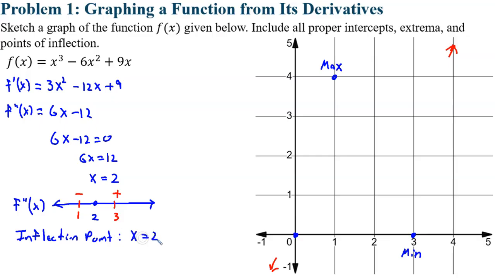At x equals 2. And then again, we'll figure out what f of 2 is so we know where to actually plot that point. So for the y value, we'll plug that 2 back into the original function. So 2 to the third minus 6 times 2 squared plus 9 times 2. So 8 minus 24 is going to be negative 16, sorry. Plus an 18 will be a 2. So now I have an inflection point at (2, 2).